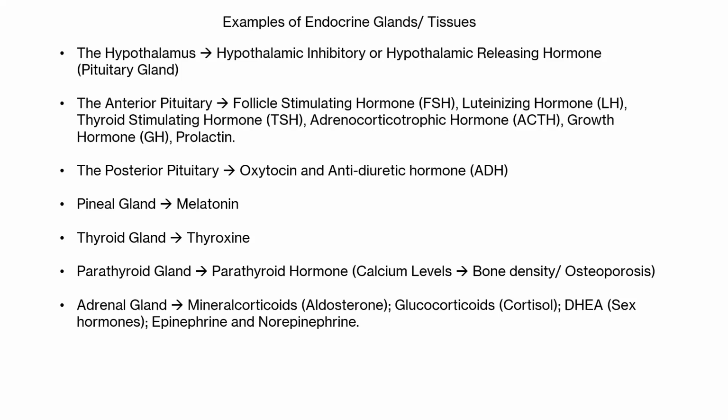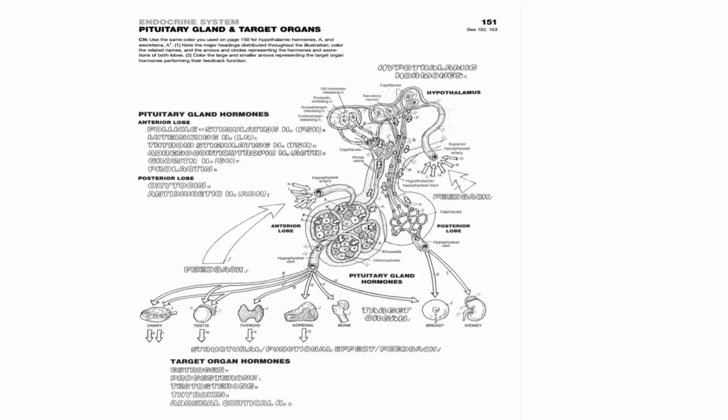The posterior pituitary is obviously a little bit more limited in what it actually secretes. That's oxytocin and ADH. Our pineal gland is responsible for secretion of melatonin. Thyroid gland is thyroxine. And then parathyroid gland, obviously, calcium levels, bone density, osteoporosis. When we are working someone up for osteoporosis or osteopenia, we are essentially concerned potentially about the activity of the parathyroid gland. And then we have the adrenals that sit atop the kidneys.